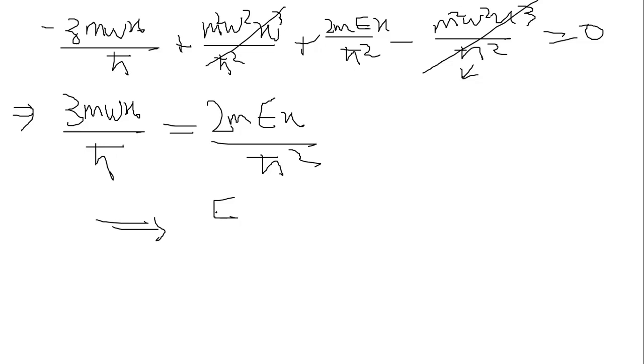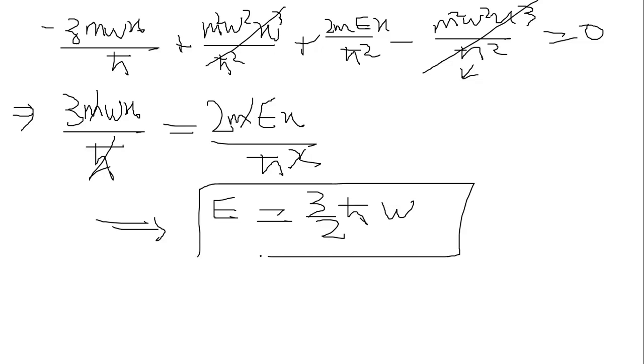So we will get E equals to... m cancels out, one h cross cancels out, there will be only one h cross. So when you get h cross on that side, it is 3 by 2 h cross omega. So what we got here is E equals 3 by 2 h cross omega.